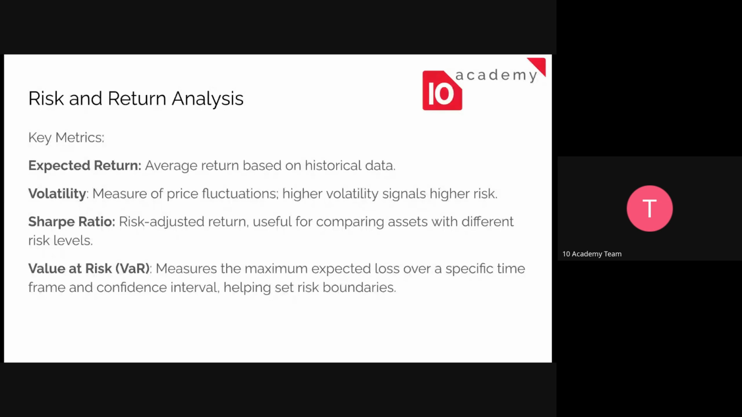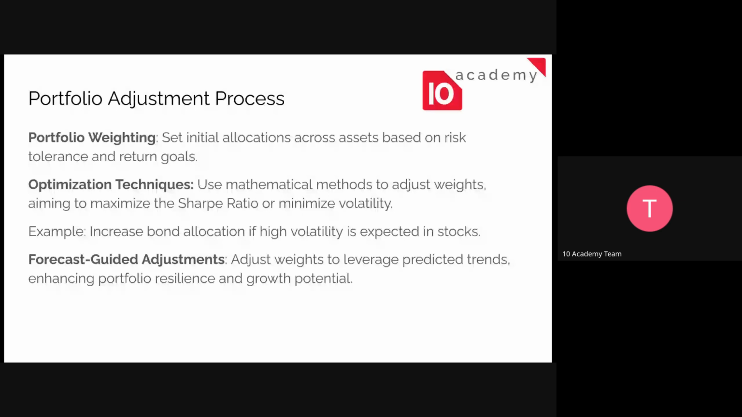So how do we adjust the portfolio? The first step is to set the initial allocation across assets based on your risk tolerance and return goals. Like I've said, if you have $100, you have to give weights. For Apple, I'm going to invest this much. For the bond, I'm going to invest this much, and so on. And then you're going to optimize.